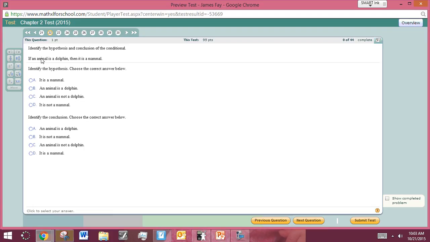Identify the hypothesis. Remember, the hypothesis is the if part. So an animal is a dolphin. And then the conclusion is the then part. It is a mammal.